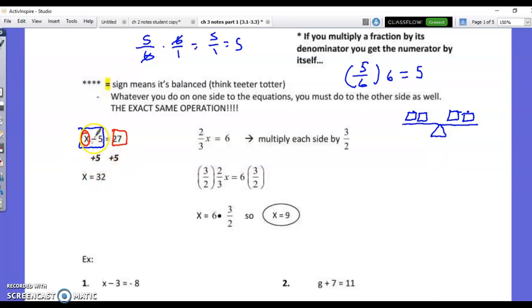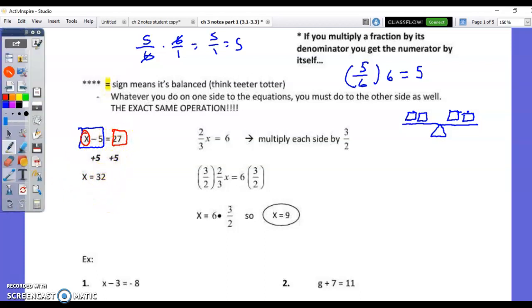In this example, you can see the negative 5. So I'm going to use the inverse operation of addition to make that equal 0, because x with nothing is by itself. To get a negative 5 to become 0, I add 5. However, I have to add 5 to the other side, going back to this teeter-totter example, to keep it balanced. So then negative 5 plus 5 equals 0, we are left with x on this side, and then we have the 27 plus 5, which equals 32.